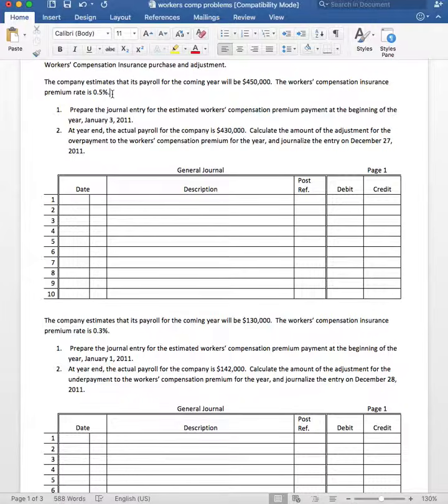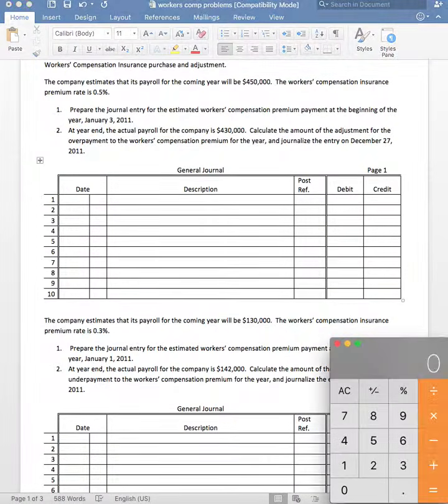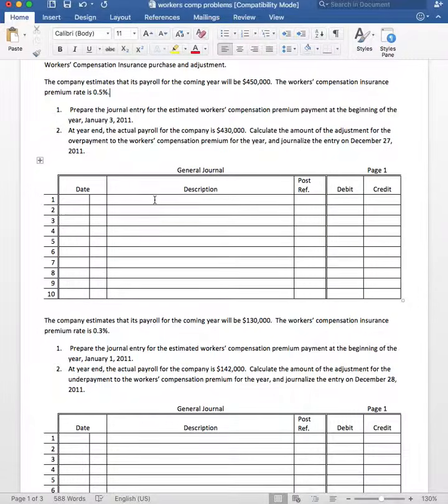So to start this off, we will take $450,000 times 0.5%, times 0.005, slide that decimal 2 places to the left, $2,250. Okay, we need to purchase workers' compensation insurance for the entire year based on this amount of money, based on our estimated payroll for all of our employees.